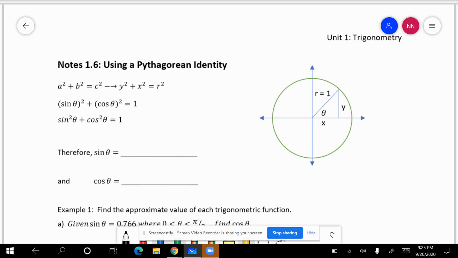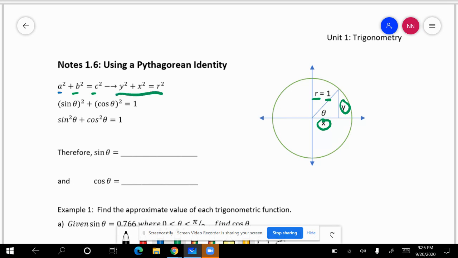We're going to use the unit circle, and we're going to use it with the Pythagorean theorem to help us find sine and cosine. What we know is that with a triangle, we have the Pythagorean theorem where a squared plus b squared equals c squared. Now what we're going to do is replace a with x, b with y, and c with r. Now we know that r is 1 with the unit circle, so that means that x squared plus y squared equals r squared.